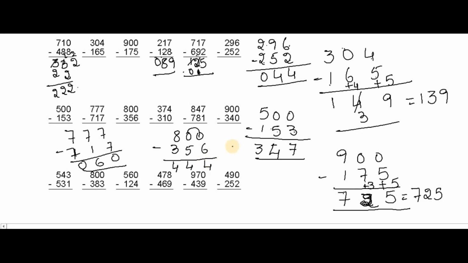Right? So we'll solve some more questions like this. 847 minus 781. As it is a mismatch combination, we will not write 1, we will write the previous number of 1, which is 0, and the complement of 8 is 2, 4 plus 2 is 6. As it is a match combination, we can write the number directly. 7 minus 1 is 6. So the answer is 66.